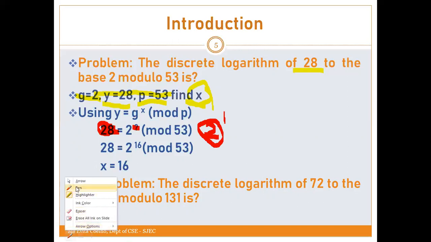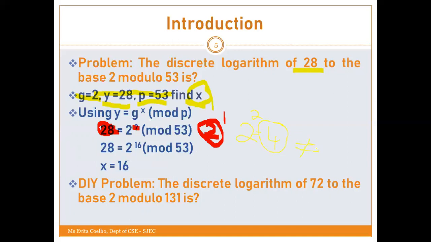So if you continue in this way, 2 raised to the power of 3, I'm sorry, 2 raised to the power of 2. What is this? This is nothing but 4, right? 4 mod 53 is nothing but 4 itself. Definitely not equal to 28.